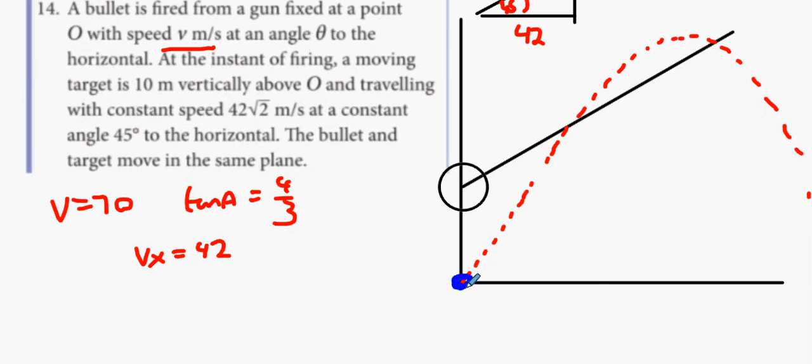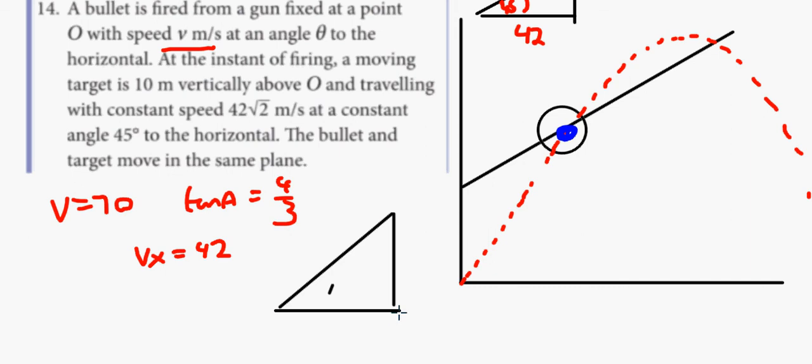If the bullet is blue and the target is the circle, the bullet has to remain underneath the target all the way along. The bullet has to be at the same Sx value every single time. And the only way that happens is with the same Vx value. Okay? So now we have Vx equals 42.